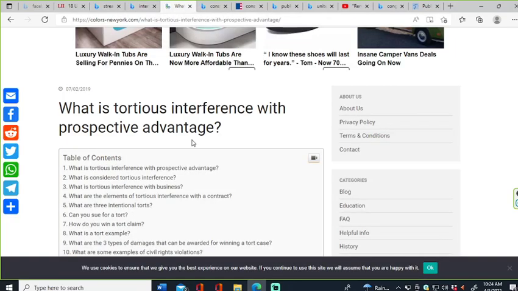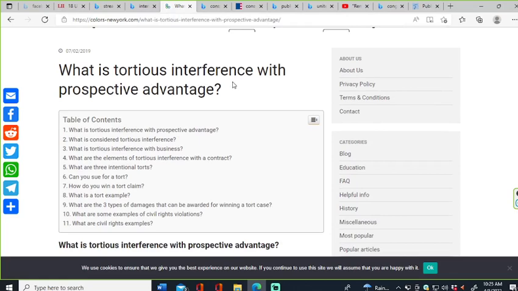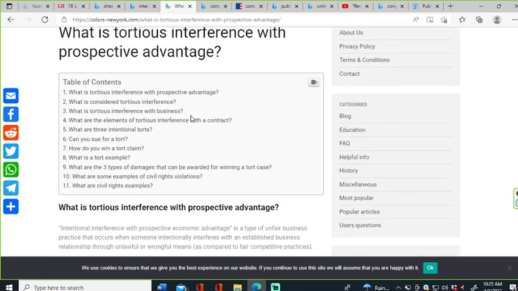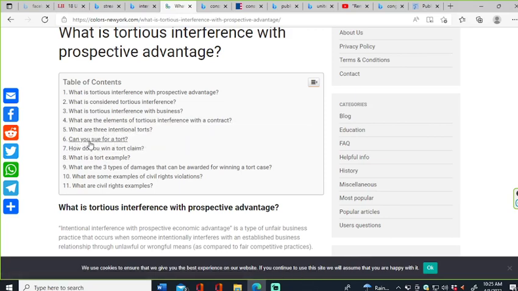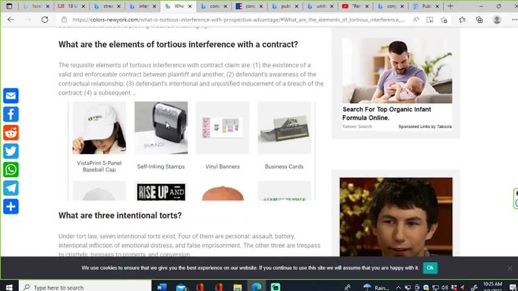And I'll show you. So, what is tortious interference with prospective advantage? Right? What is considered tortious interference? What is tortious interference with business? What are the elements of tortious interference with the contract? What are the 3 intentional torts? Can you sue for a tort? How do you win a tort? So let's go here.